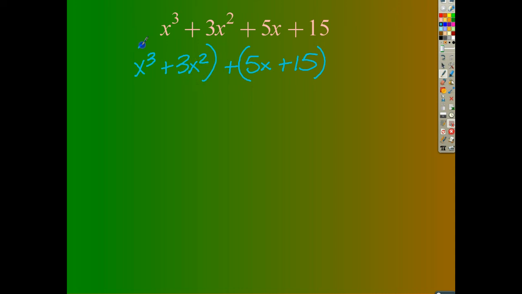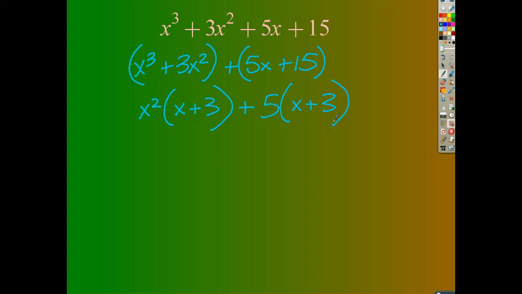I'm going to group these two things together, okay? And now here, I have a common factor of x squared. So x squared is going to leave me with x plus 3, okay? And then here I have a common factor of 5. So I'm going to say, well, this is 5 times x plus 3.